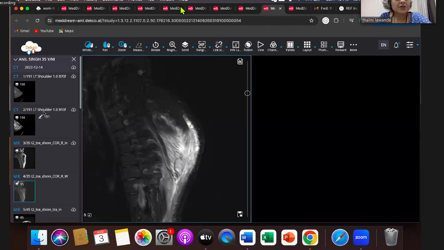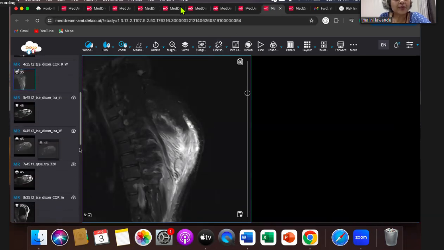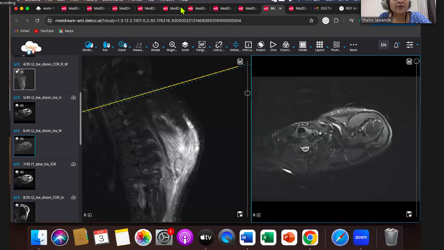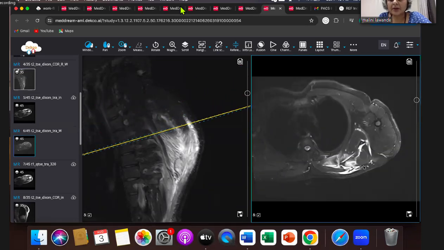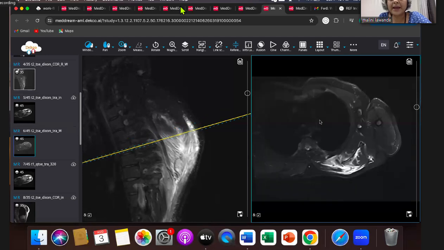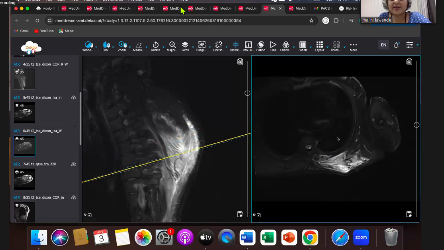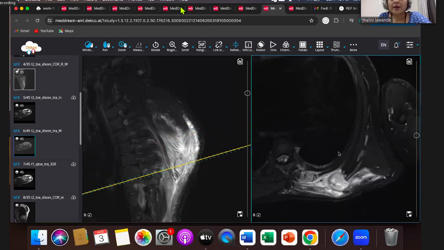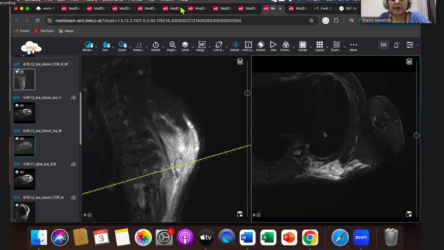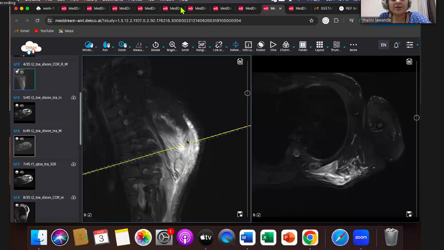Okay, so this is the case that I want to show you. This was, I think, a 35-year-old male who presented with pain first and then swelling in the back. Left back, there was pain and there was swelling. Okay, so I'll show you the sequences slowly.